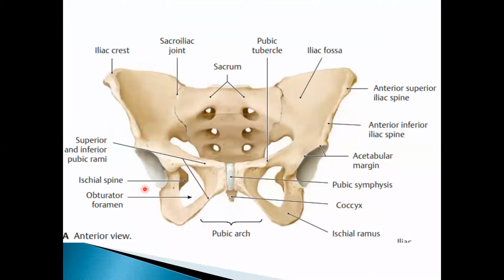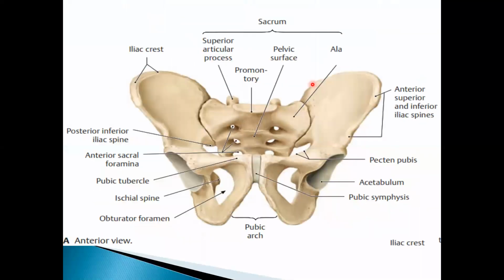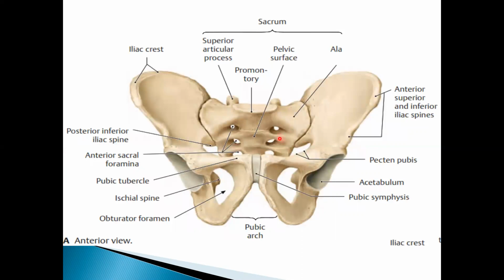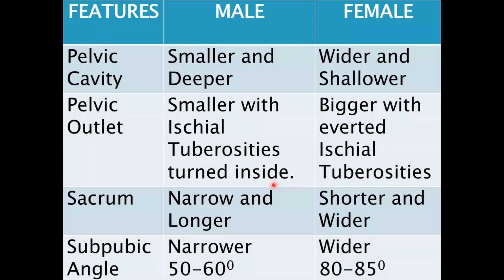The structure of the male pelvis, here the male pelvis is longer, the female pelvis is shorter. So this pelvic cavity is broader, wider in females and also the depth is less, it is shallow, while in the male pelvis the depth is more. The pelvic cavity is smaller and deeper in males, and wider and shallower in females.